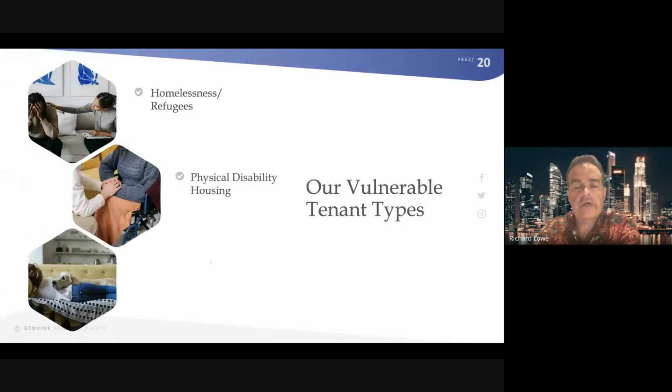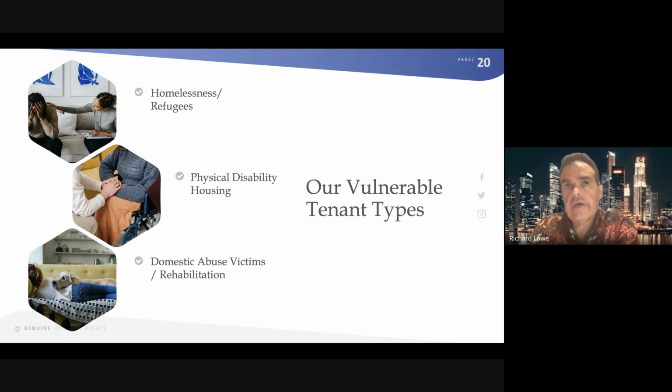So who are the vulnerable tenant types of people? Well, they can be homeless refugees and asylum seekers. They may be physically or mentally handicapped people who don't have an immediate family to provide assistance. It could be domestic abuse victims who need to get out of a certain situation and they need a roof over their head.